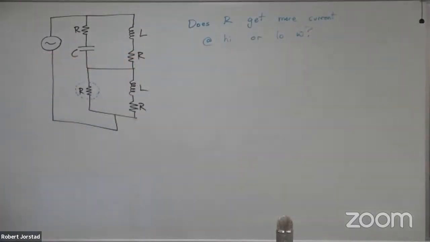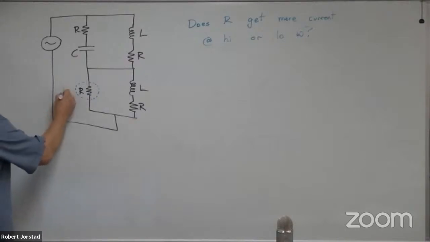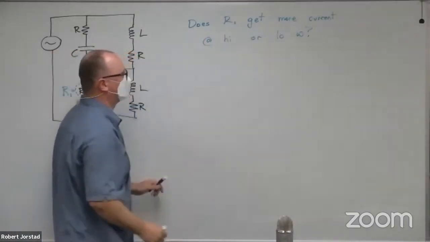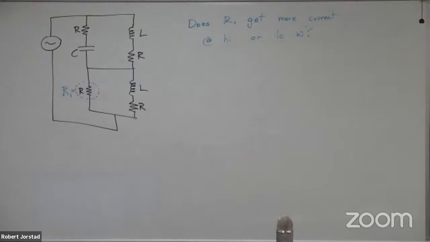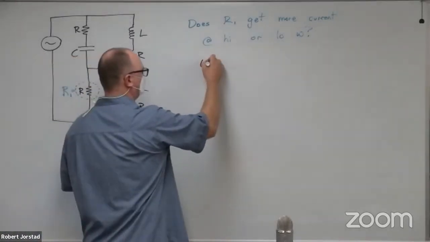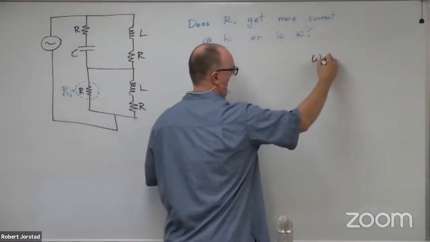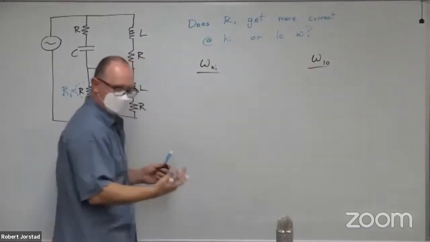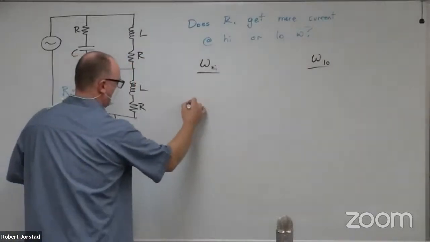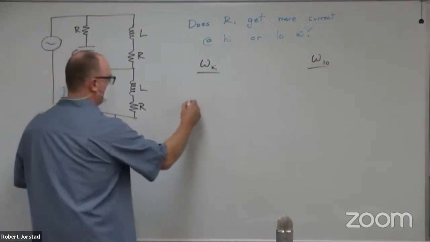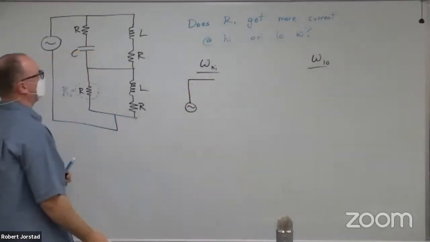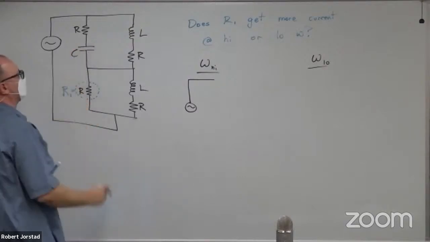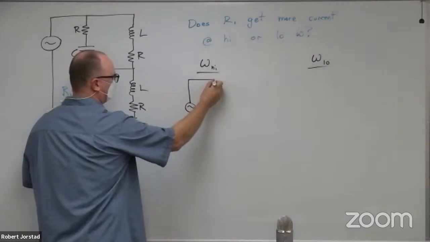Is this going to get more current? Maybe I'll call this R1 so that I can name it. So I'll say, does R1 get more current at high frequencies or low? That's my question. What would you do? Draw it. Let's draw it at high and low. Notice this one, I didn't ask about resonance. All I'm asking is high or low. So we can do the high and low. All right, this is here. What do we get here? At high frequencies, what happens to the capacitor? Short or a break? Okay.